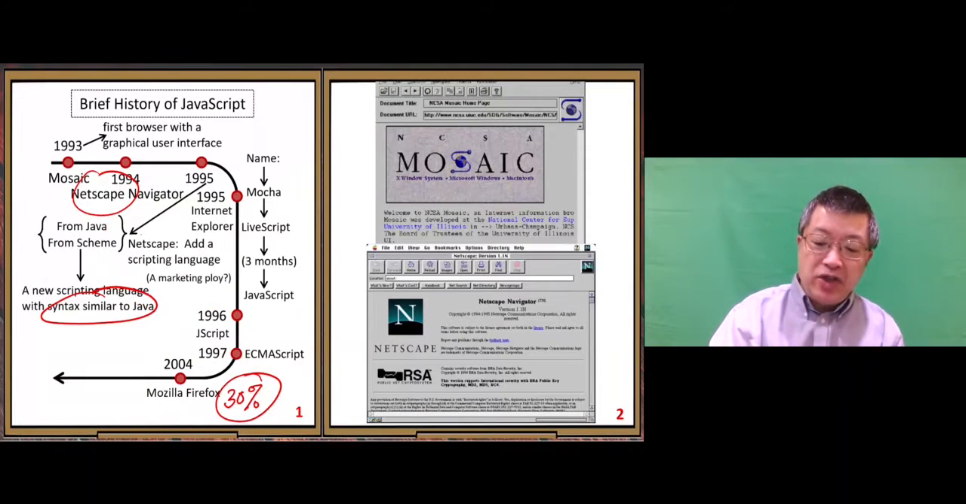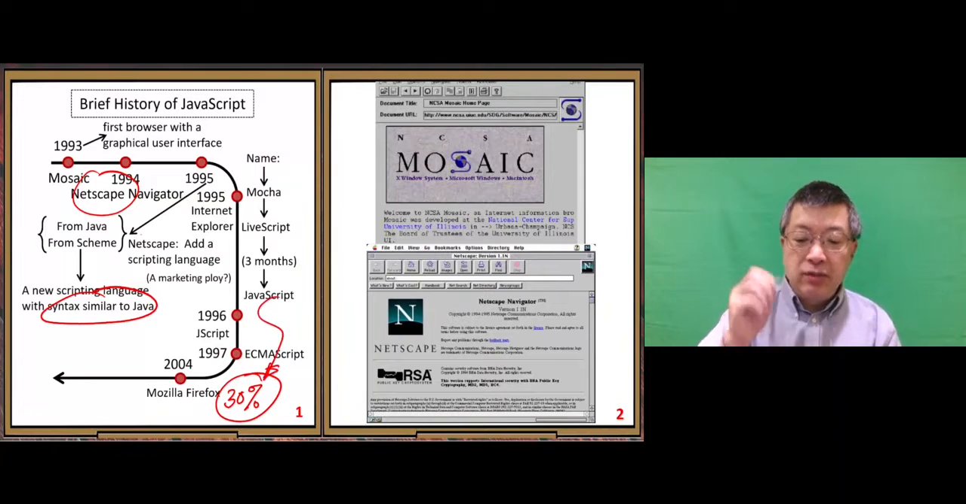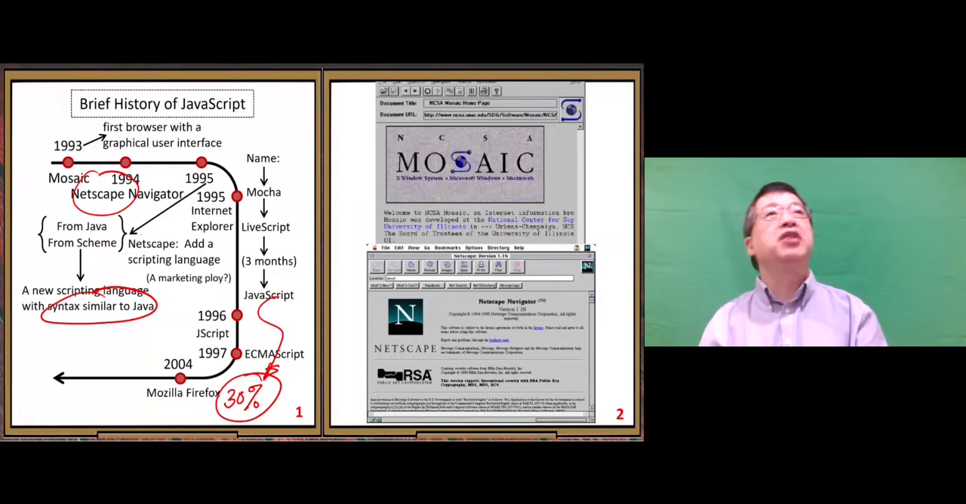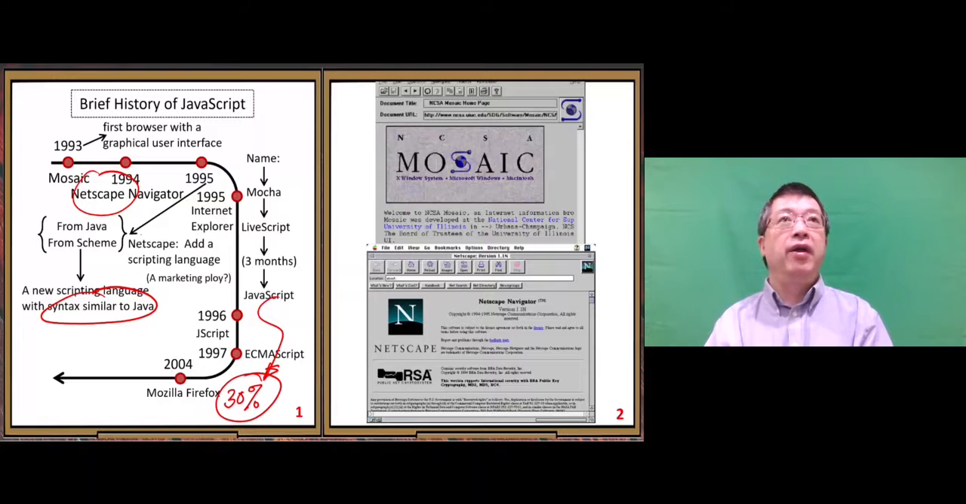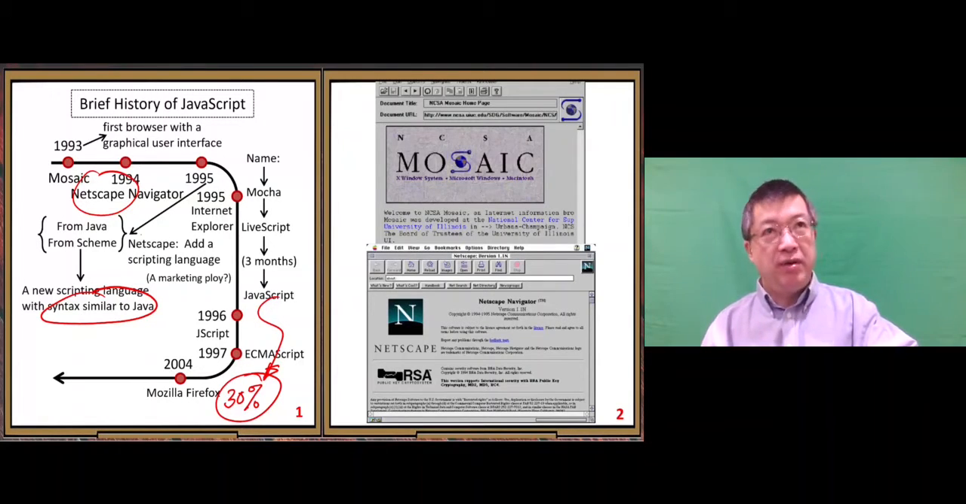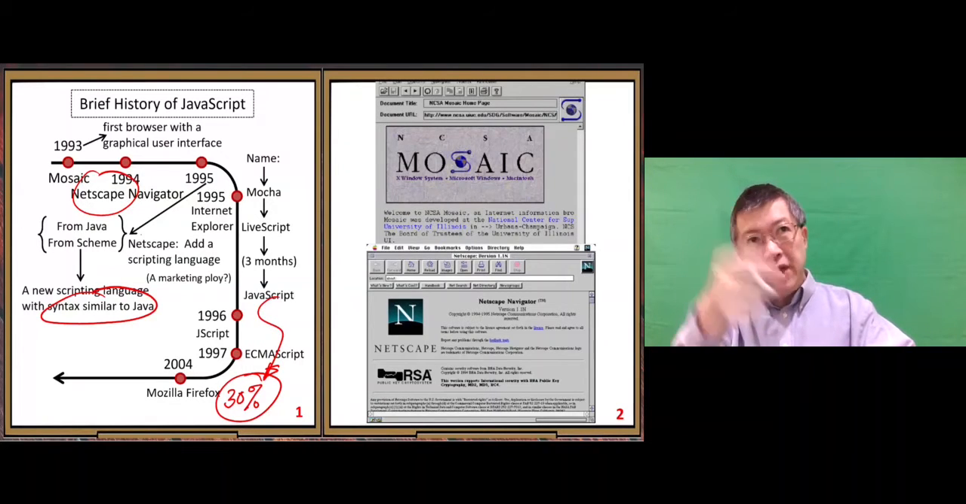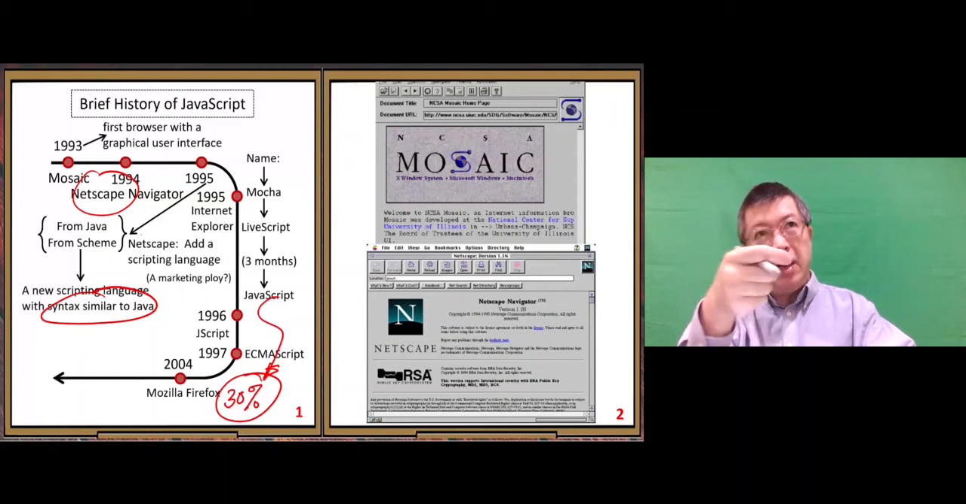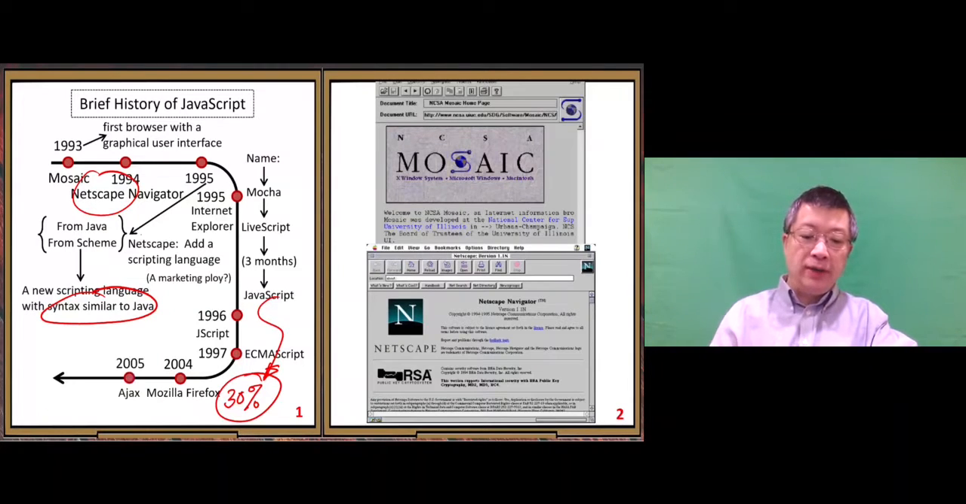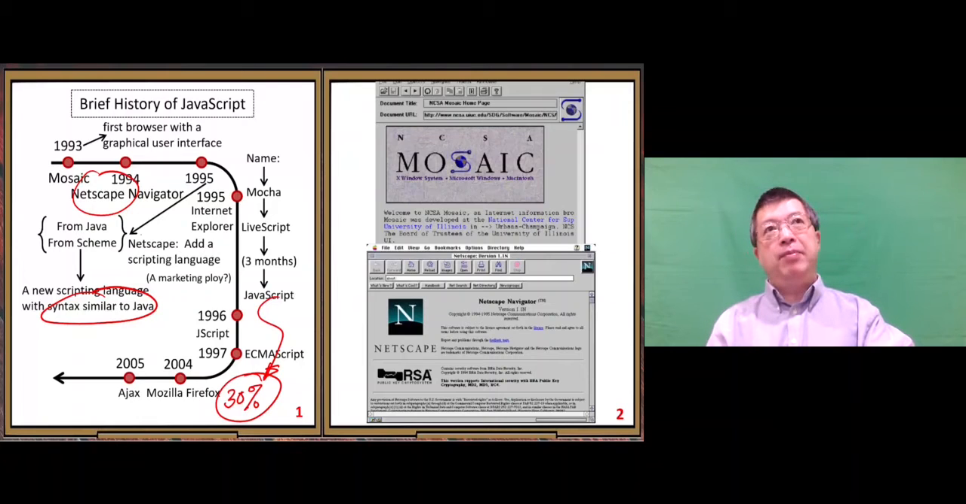That gave JavaScript a chance to compete against JScript, because with 30%, web developers could not ignore this market share. So people started to use it. When web developers develop web pages, they need to test them in Firefox.